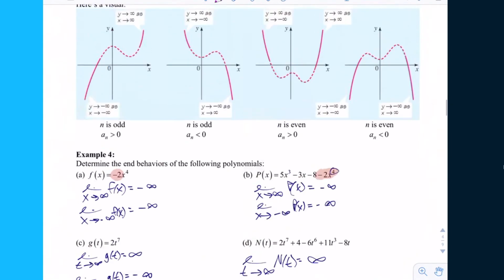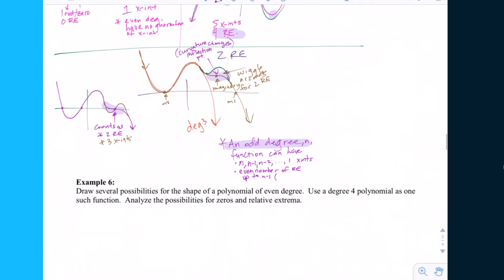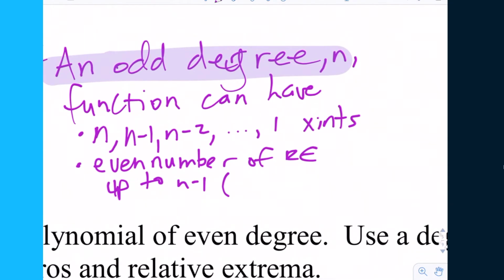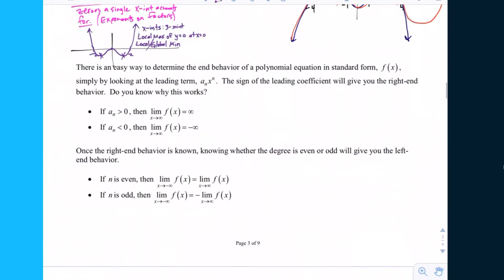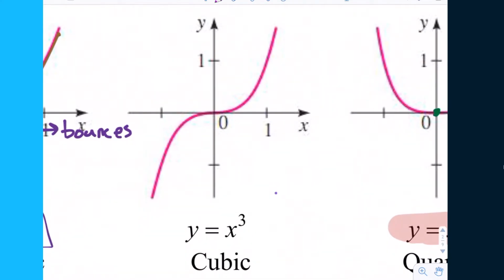Look at the parent functions up here. You're thinking of x-intercepts. That's why it's important. They're related, including 0. An odd degree polynomial can have 0 turning points. Just think of your parent function x cubed. By the way, x cubed does what on the x-axis? Does it cross, bounce, or inflect? Are you visualizing it? It inflects, right? Your parent function x cubed inflects on the x-axis.